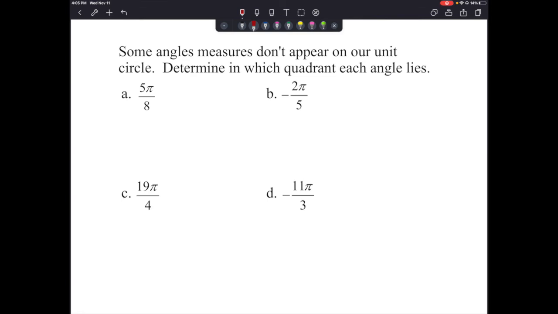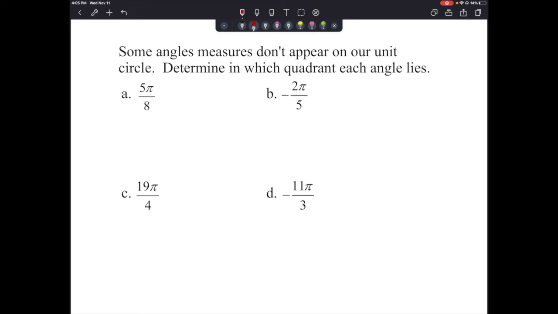Now let's think about how we find some of these angles that are not special angles. This is important, and this is where people tend to struggle a little bit, so hopefully you'll be paying attention as we do this. I'm going to give you a couple of helpful hints to make it easier on yourself. It says determine in which quadrant each angle lies.